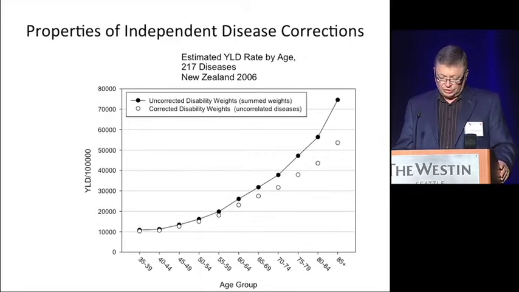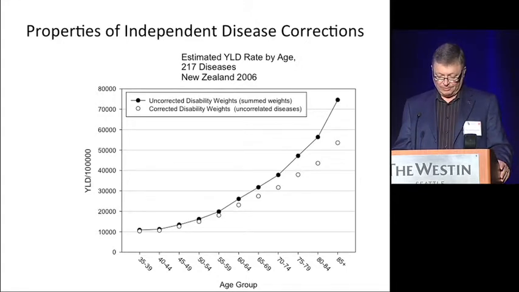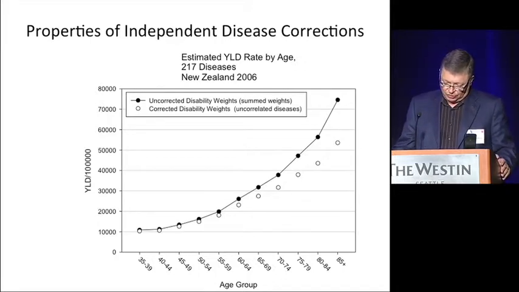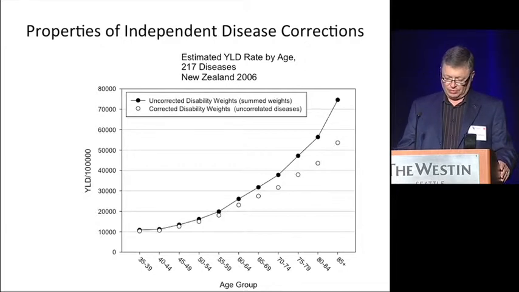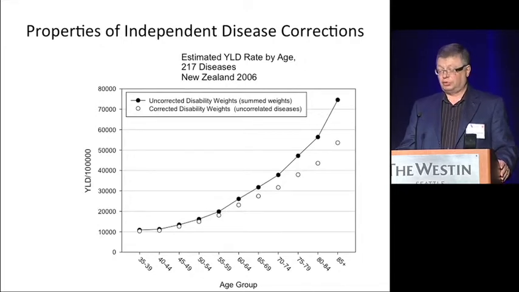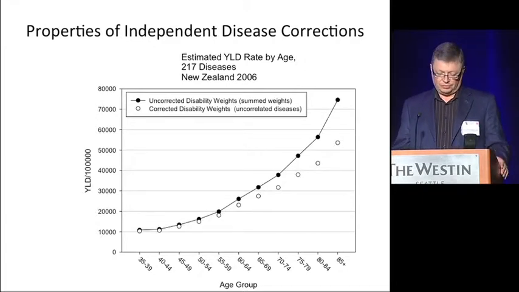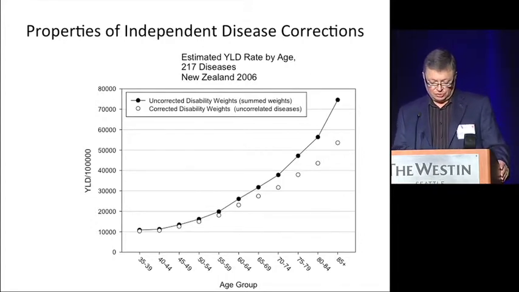The upper line shows the sum of disability weights, and the lower part of the graph shows the sum of the independent correction, and shows that the corrections are increasingly important as age increases and as the overall prevalence of disease increases. So they range from about 5% at the age 35 to 39 in this diagram to about 28% in the New Zealand data at ages over 85.